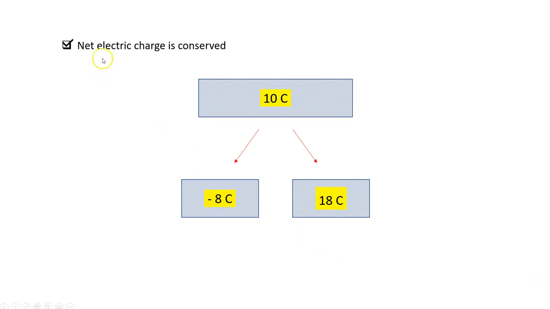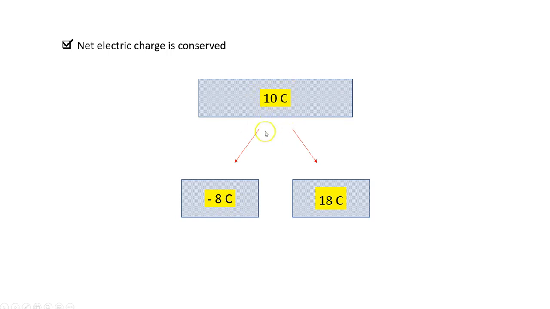Now, an example of charge conservation would be, we have an isolated object that has 10 coulombs. We split it up into two pieces, and we can actually get a piece with more than 10 coulombs, 18 coulombs, but the other piece then has to be minus 8 coulombs, so that the minus 8 plus the 18 adds up to the 10, right?